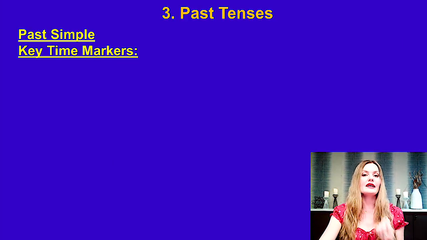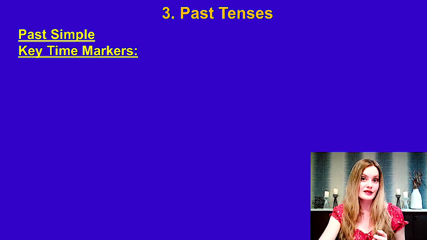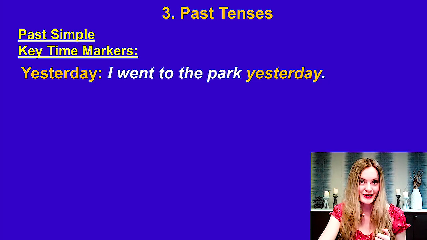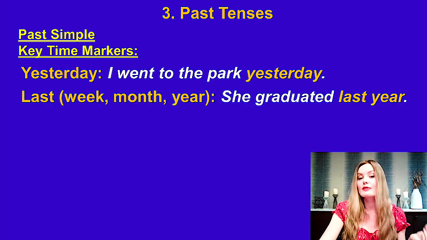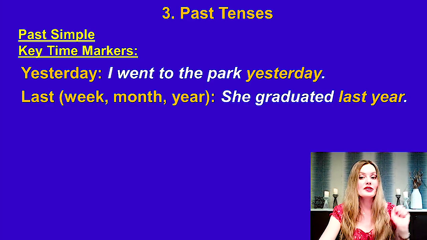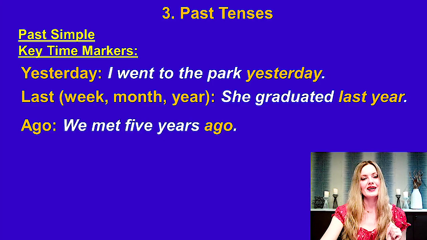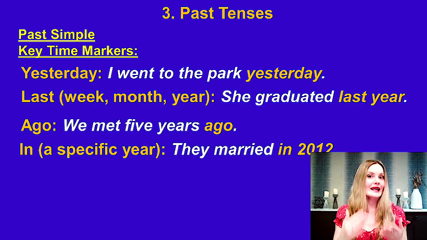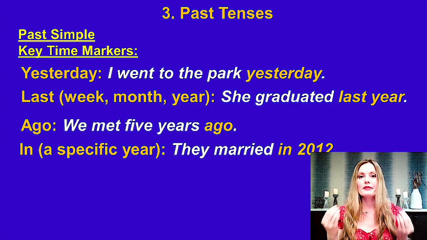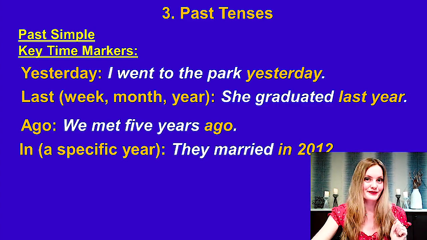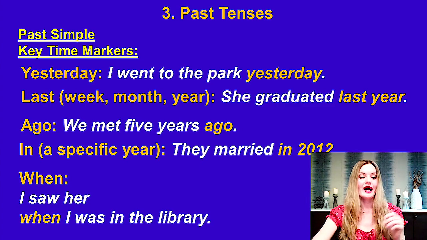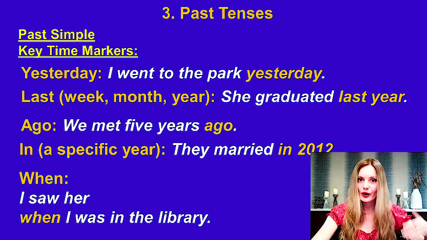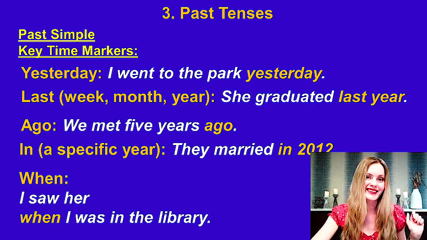Let's take a look at the key time markers for past simple tense. Yesterday. I went to the park yesterday. Last week, last month, last year. She graduated last year. Ago. We met 5 years ago. In a specific year. They married in 2012. When. I saw her when I was in the library. So, I saw her when? When I was in the library.